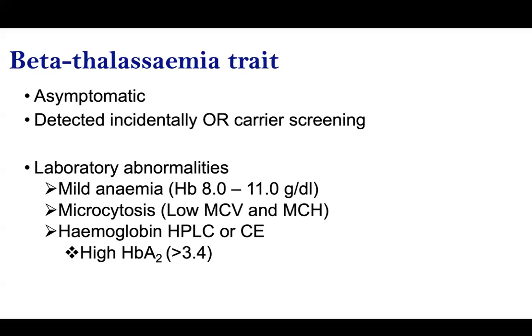So it's incidentally detected. So laboratory abnormalities: mild anemia, HB 8 to 11. Generally, it will not go below 7. It will not go below 7. And your MCV and MCHC will be low, and the HPLC will show high HbA2, more than 3.4%.